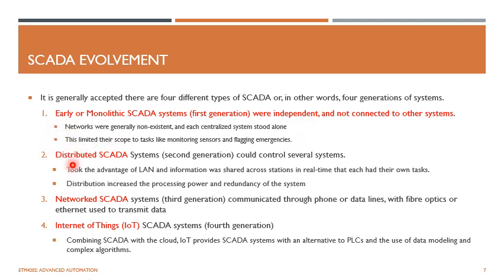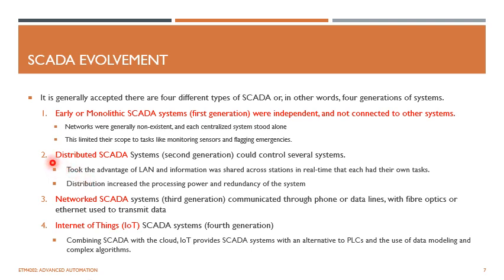And then the distributed SCADA system came, which is the second generation. It took advantage of the local area network, and the information was shared across the stations in real time. Each station had its own task. Distribution increased the processing power and redundancy of the system.